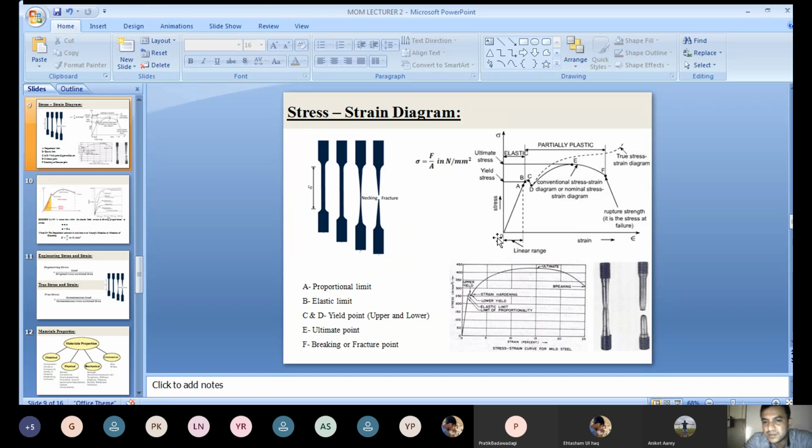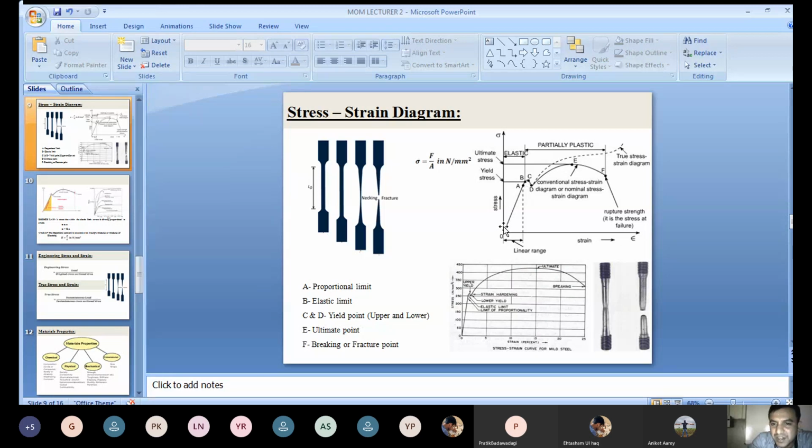Now, the origin O stands for no stress and no strain. Point A is called the proportional limit, meaning within the proportional limit, stress is linearly proportional to strain. Point B is called the elastic limit. Why do you call it the elastic limit? If you remove the load at that point, it will come back to its original shape and size. Then point C is nothing but the yield point. Yield point means it undergoes permanent deformation. If you remove the load at point C, the material will not come back to its original shape and size.